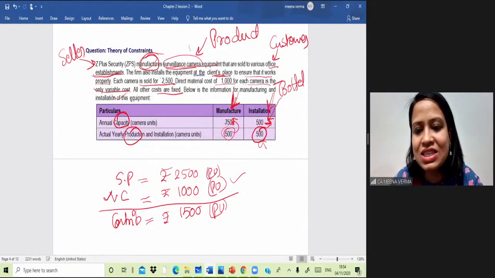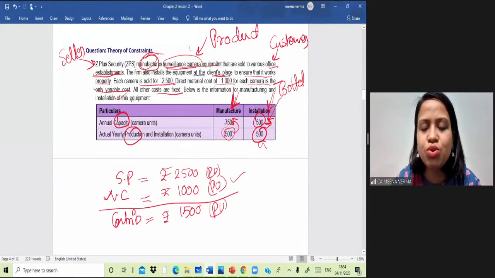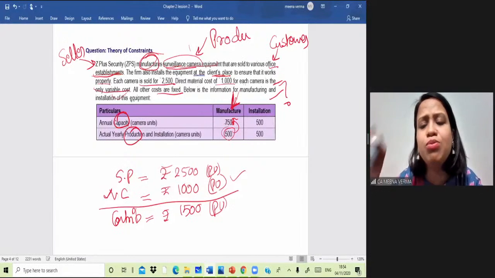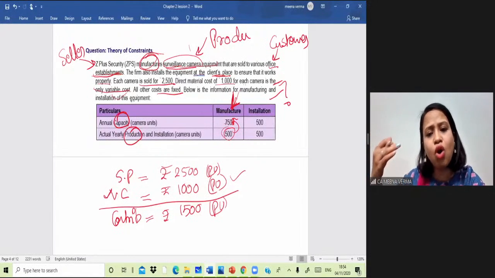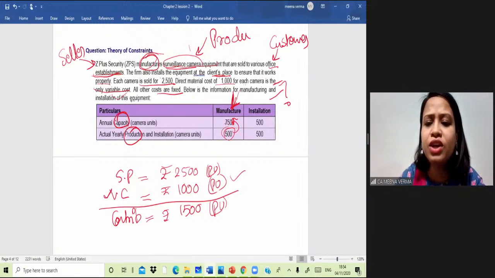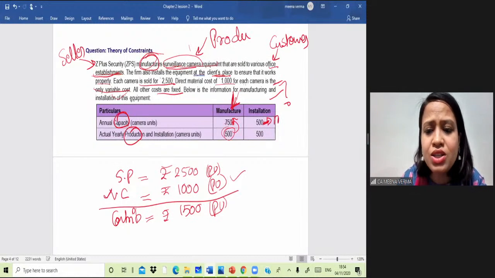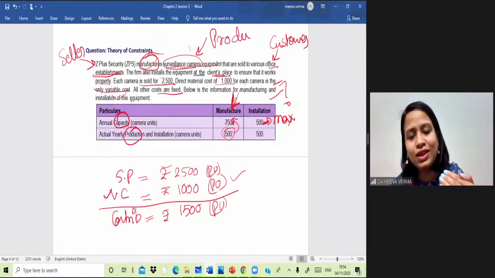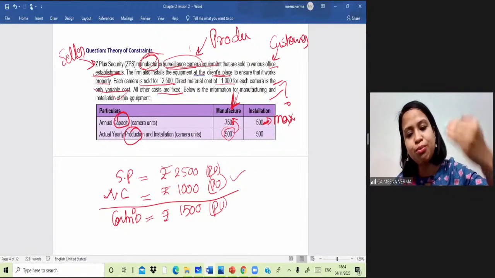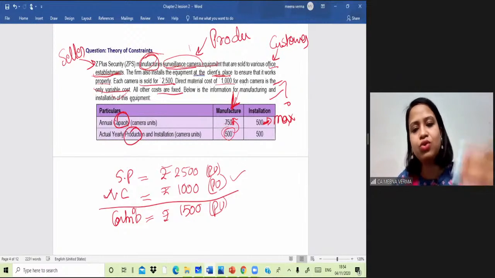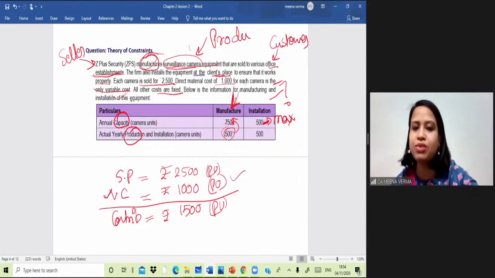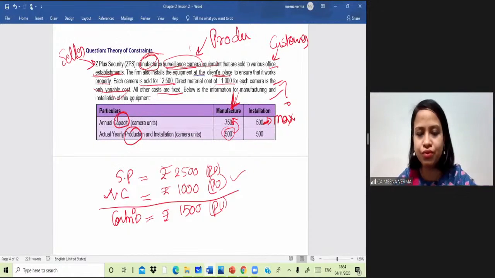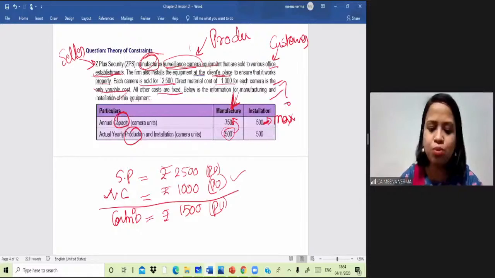But since this is the bottleneck place, we should try to improve this process. It means we should try to introduce something with the help of which the company can install more cameras. Right now the company can install a maximum of 500 cameras, but we should try to find a way to increase the number of camera installations. In this way the bottleneck activity can be improved. Okay, I hope you got this point.